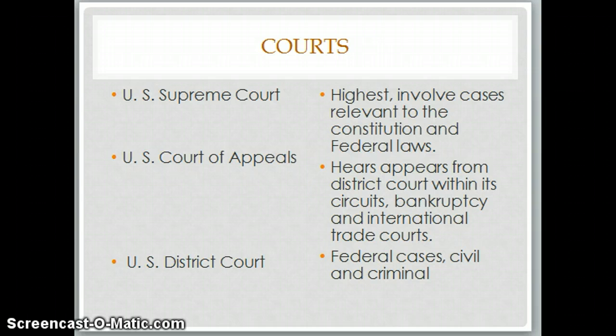The U.S. Court of Appeals hears appeals from the district court within its circuits, such as the bankruptcy court or the international trade courts. U.S. District Court: federal cases, civil and criminal.